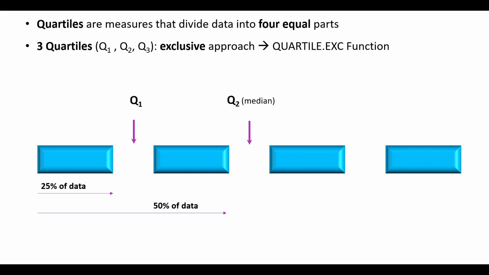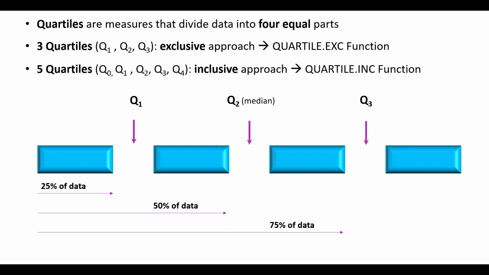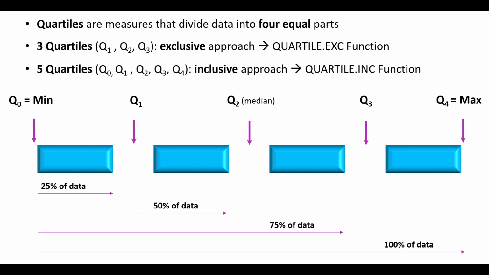The second quartile, or the median, divides the data into 2 equal parts. And last, the third quartile separates the lowest 75% of data from the upper 25% of data. However, if we consider the minimum and maximum value, somebody could say that we have 5 quartiles according to the inclusive approach, and this is consistent to the QUARTILE.INC function of Excel.